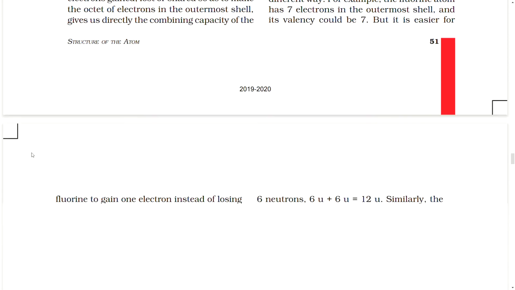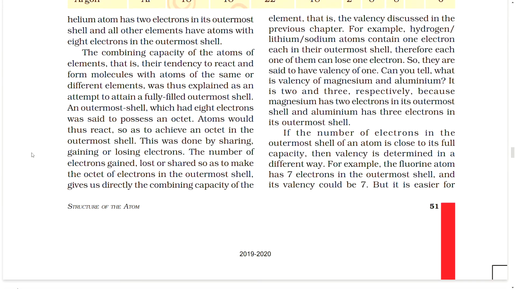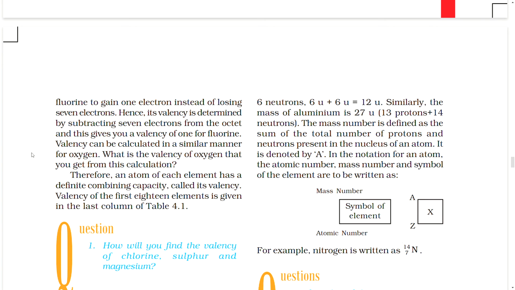But it is easier for fluorine to gain 1 electron instead of losing 7 electrons. Hence, its valency is determined by subtracting 7 electrons from the octet, and this gives you a valency of 1 for fluorine. Valency can be calculated in a similar manner for oxygen. What is the valency of oxygen that you get from this calculation? Therefore, an atom of each element has a definite combining capacity called its valency. Valency of the first 18 elements is given in the last column of the table.